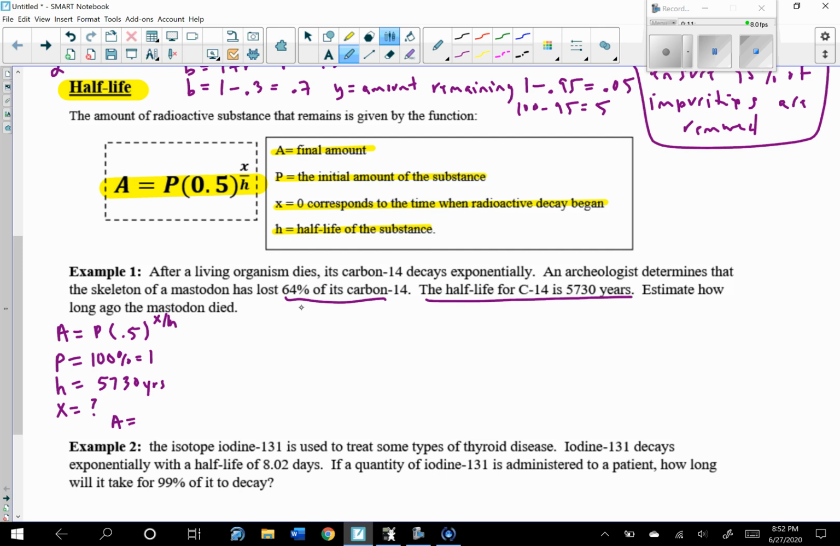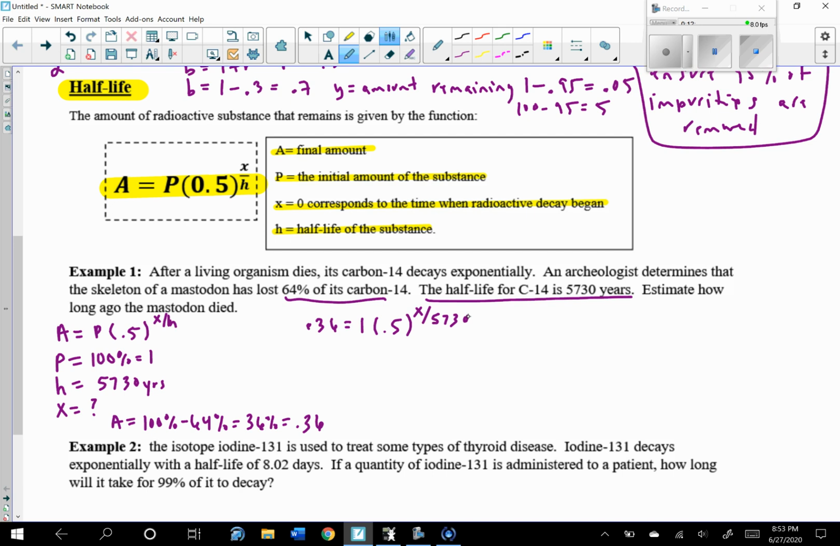So if it's lost 64%, we want to figure out, well, how much is left? So 100% minus 64% gives us 36%. But again, remember you want to use the decimal for that. So 0.36. So in this case, we have 0.36 equals 1 times 0.5 to the power of x over our half-life, 5,730. So again, we're solving for a variable exponent.